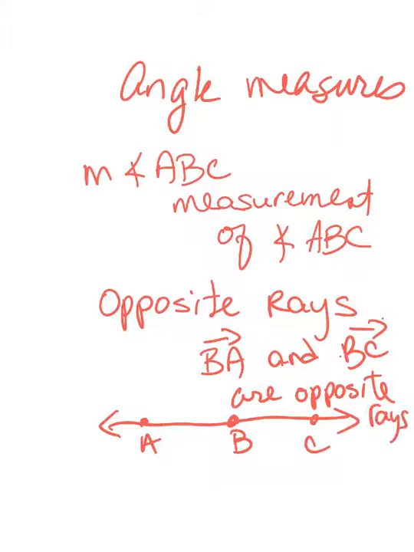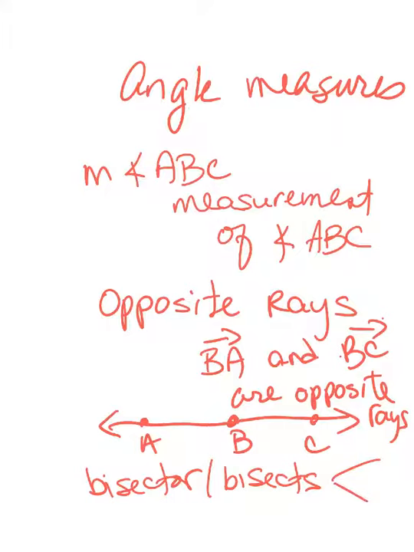There's one more word. Starts with a B. Look for it on that first page. Bisector? Bisects or bisector, yes. What does that mean? Something to do with two. Yep, it cuts it in. Two. To what? Two halves. Very good. It cuts in half.